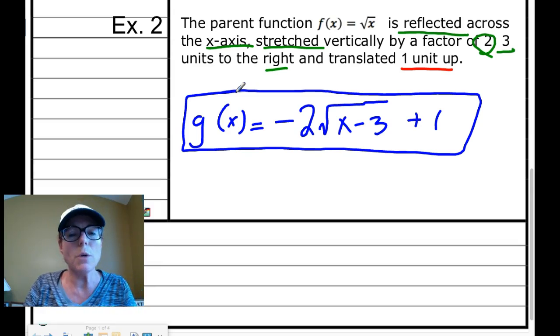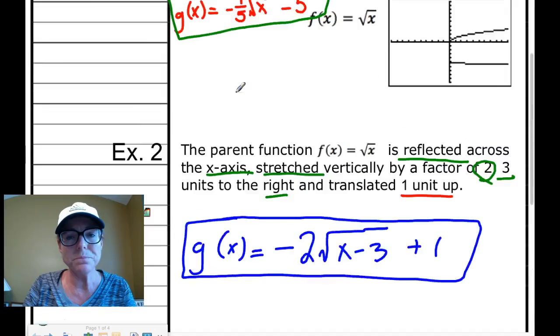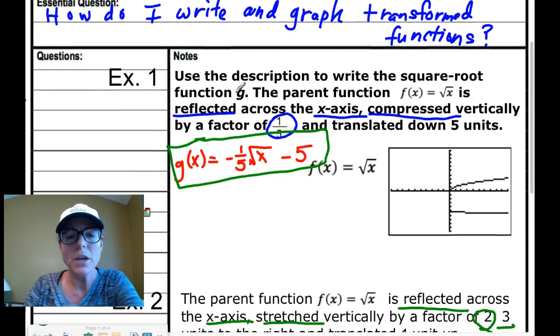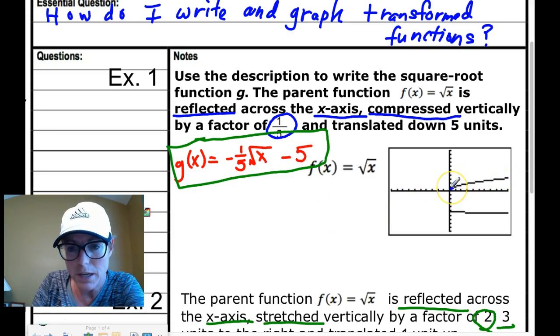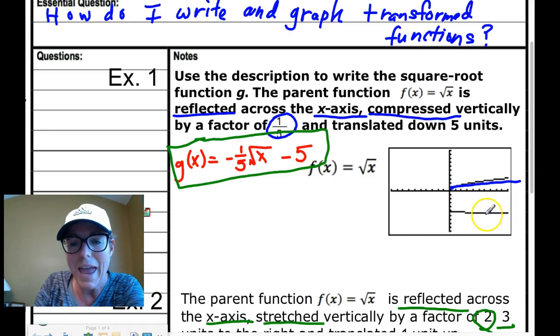Now, one thing I want to do, I want to go back up to example 1 for a minute. I wanted to go over this graph. Here's the original function right here. It is reflected over the x. There, it drops down here. Compressed. So notice this graph is much flatter than this one. Compressed means it's pushing it down towards the x-axis, and it's translated 5 units down. So 1, 2, 3, 4, 5, and there we go.